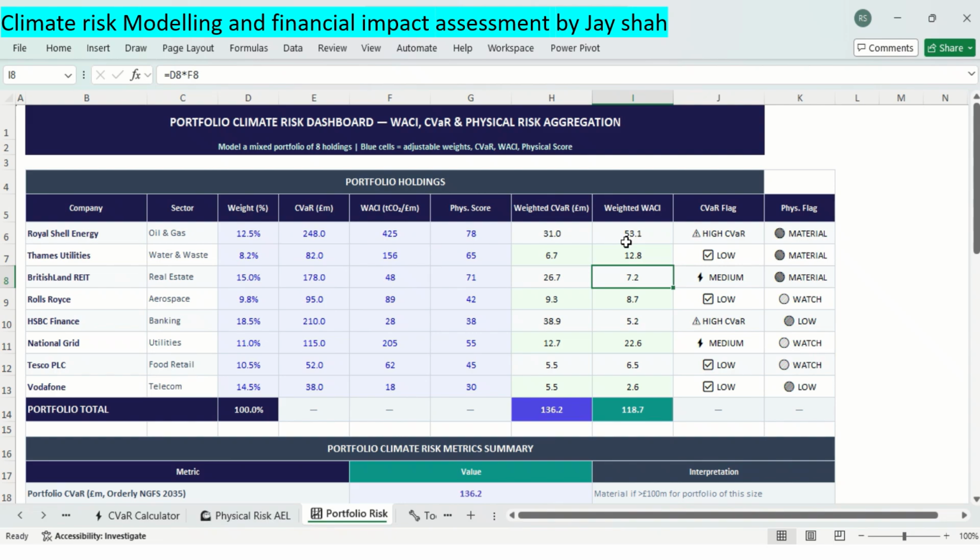So if you are working in a financial institution or have a larger portfolio with more assets, apart from companies you can list down your assets and their locations, and calculate the weighted CVaR, WACI, physical scores and other items. Physical scores you can definitely give based on your requirements, and that is very important to calculate the high CVaR and low CVaR, and why. I will share the learner guidance as well.